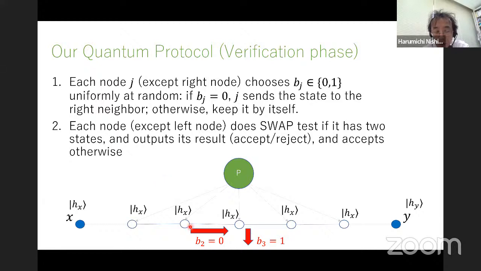In this case, with probability at least 1/4, some node can check whether the left neighbor has the same fingerprint or not by swap test. And if the swap test fails, then the node rejects.